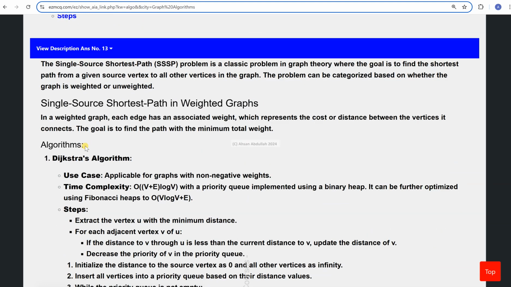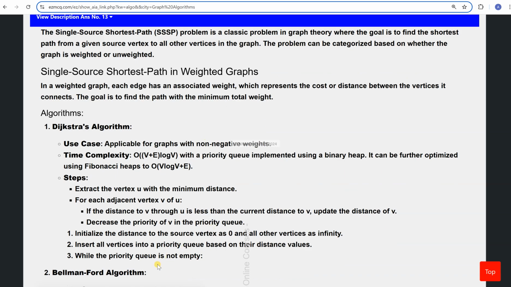So we are looking at weighted graphs, where each edge has an associated weight. Dijkstra's algorithm applies to graphs with non-negative weights. This is the limitation or the condition of Dijkstra's algorithm: the weights of the edges should be non-negative. And the time complexity, I'll go into details.